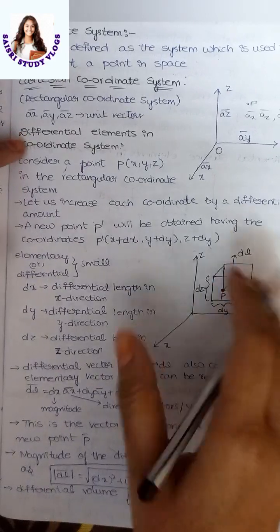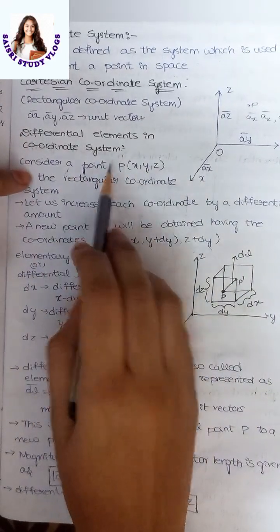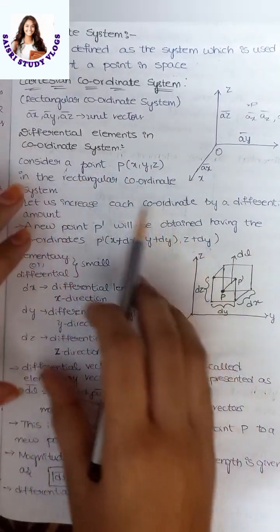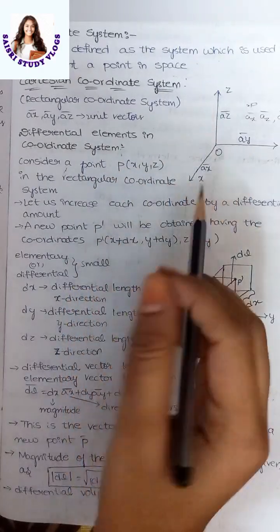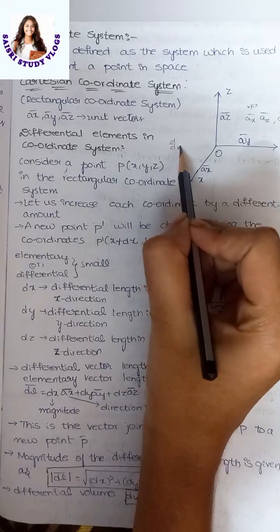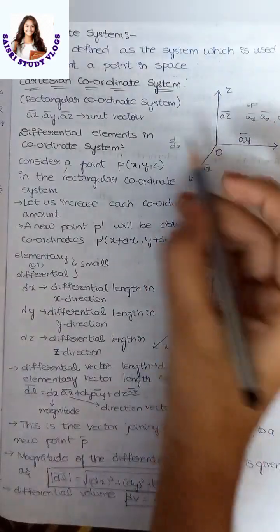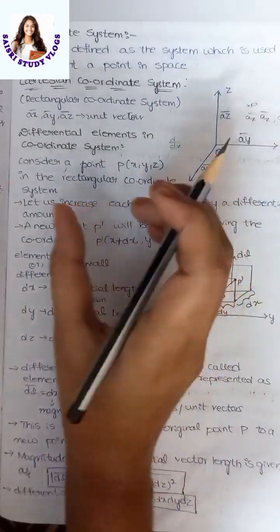Next is the differential elements in the coordinate system. Differential means there is a change. What is meant by differentiation? There is a certain change. We represent it as d by dx. So there is a small change or a big change. The change is represented as the differential.